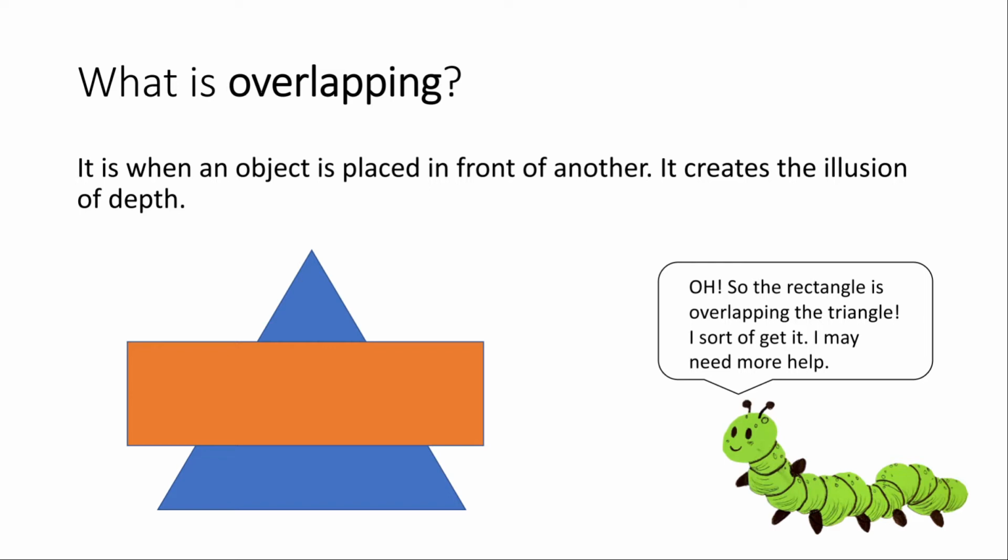Overlapping makes it seem like the object in the back is further away than the object in front of it. So the triangle is behind the rectangle. So the rectangle is overlapping the triangle. Katie is saying that she sort of gets it. She may need some more help, so that's why I am going to show y'all some examples right now.